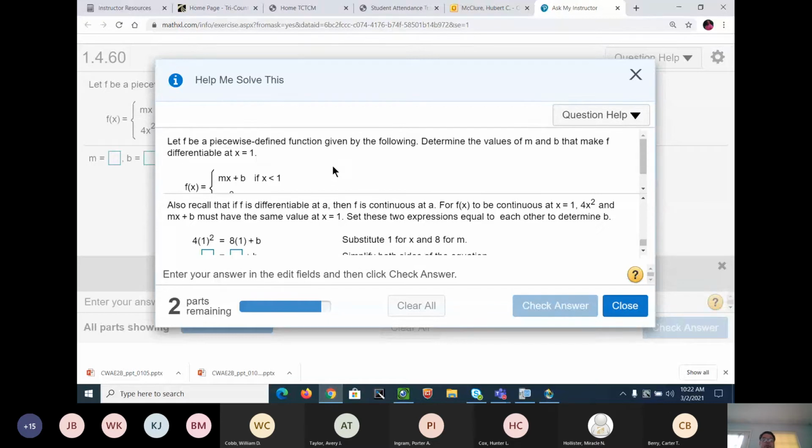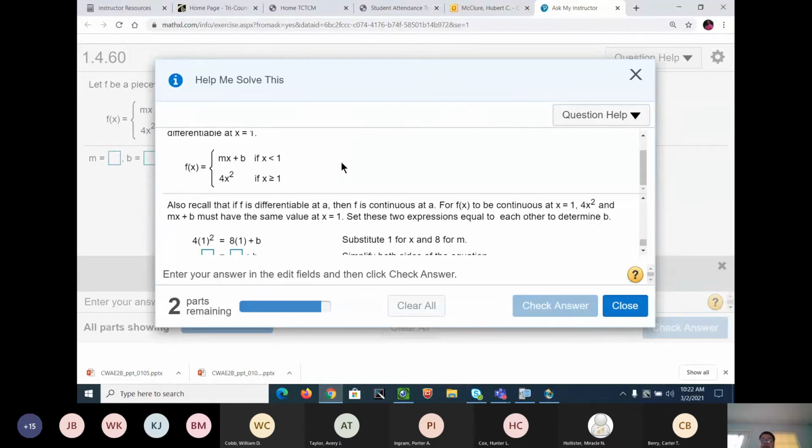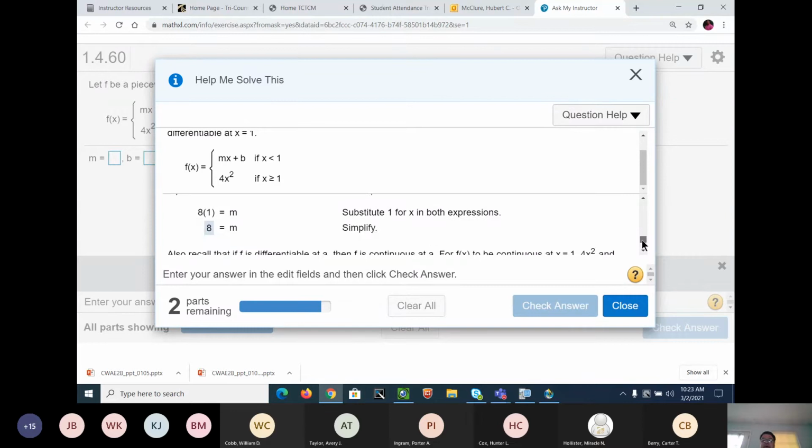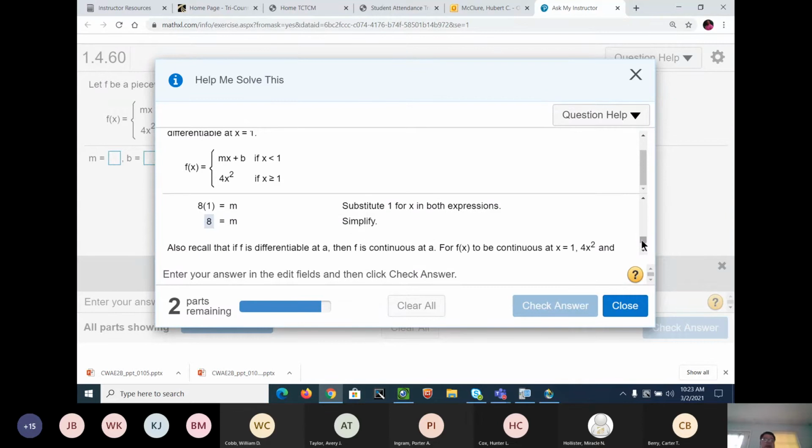Okay, so let me see if I can get this. Let's see if I can figure out how to explain this. 8x is equal to m, because the slope of the line is equal to the slope. That's what they're telling you there. Slope is equal to slope. You just bear with me a minute. I'm trying to figure out the best way to explain this to y'all.